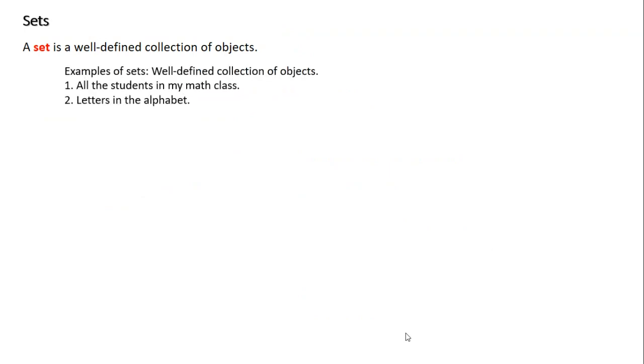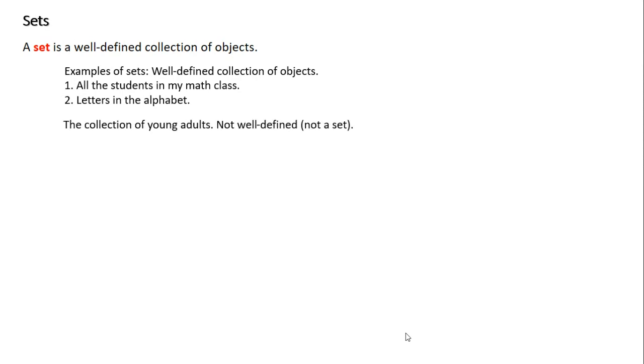He has examples of these. An example of a well-defined collection of objects could be all the students in his math class, right? In his 1324 class, or the letters in the alphabet. These are well-defined collection sets.